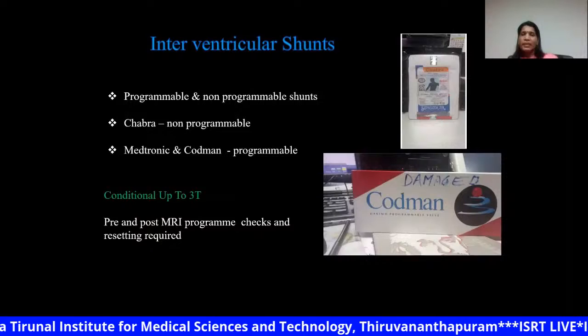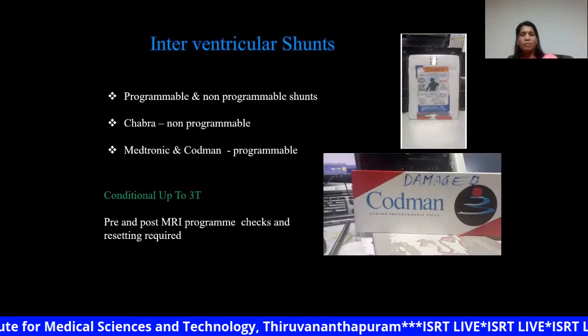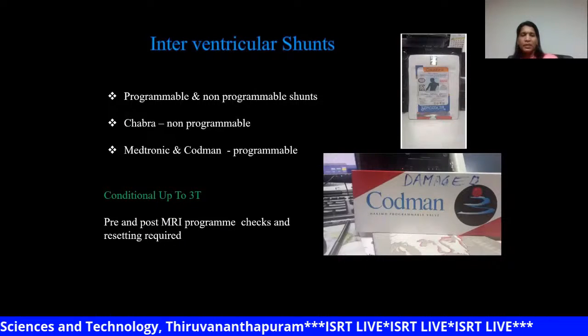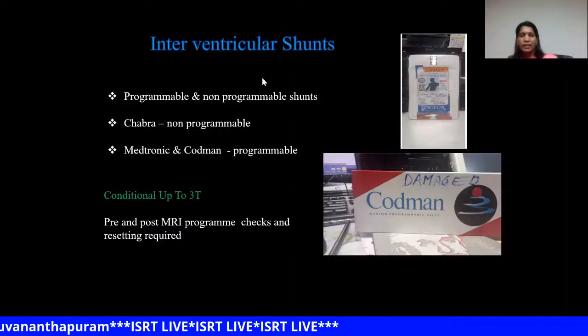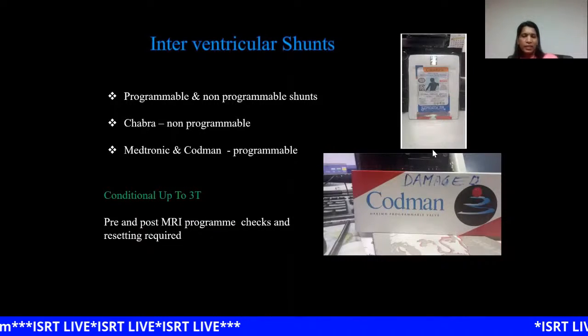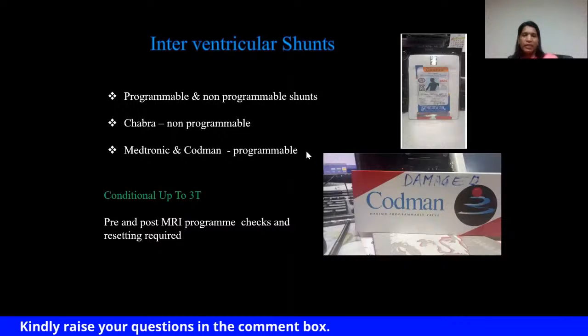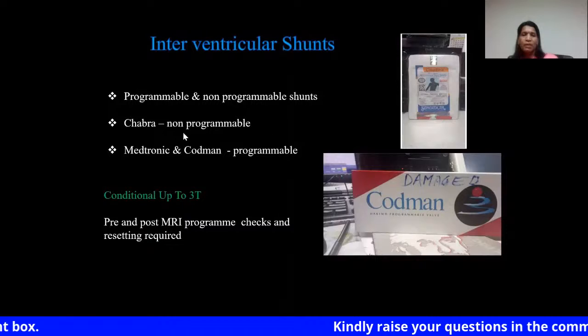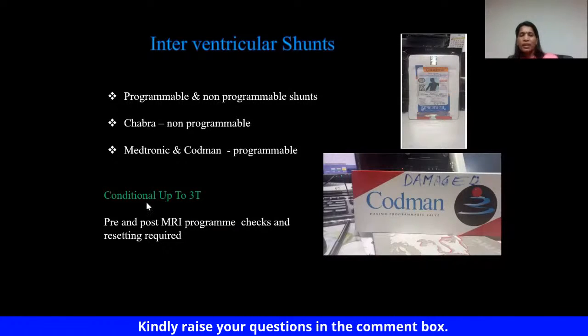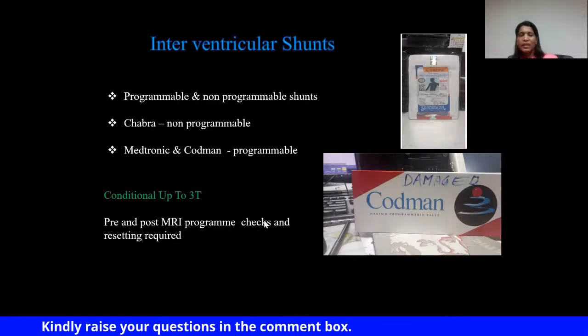So for shunts, there are two types: programmable and non-programmable. Chhabra, Medtronic, and Codman are some of the interventricular shunts used in our institute. The Chhabra is non-programmable. Medtronic and Codman are the programmable ones. All three shunts are conditional up to 3 Tesla.